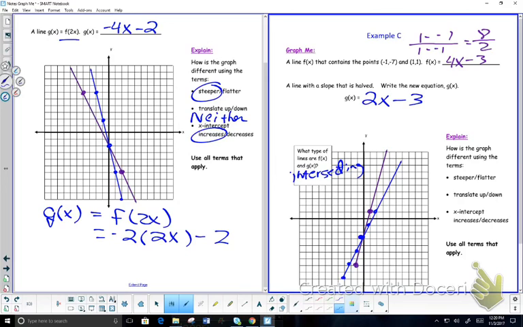Certainly not on mine. Looking at blue compared to purple, is the blue one steeper or flatter? Flatter. It does. I could walk up this blue one a whole lot easier than I could walk up that purple one. Did the blue one shift up or down? It stayed the same. It didn't go up or down, so I'm just going to put neither. Looking at the blue one and comparing it to the purple, did the blue one's x-intercept increase or decrease?